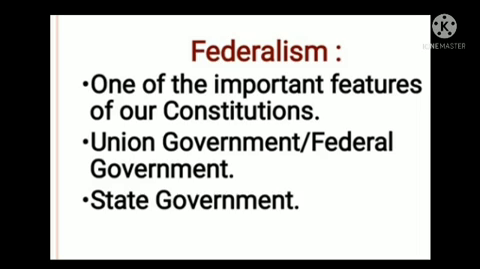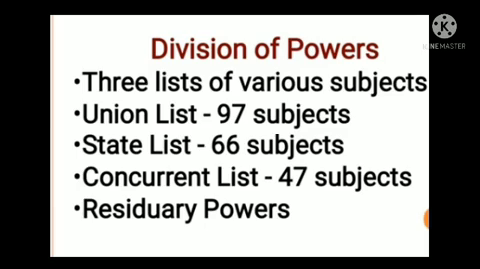Federalism means the system of running the administration of a country cooperatively by the governments at two levels, making laws about different subjects. The Constitution has divided the subjects for making laws between the union government and the state government. There are three lists of various subjects. The first list is called the union list. It has 97 subjects. The second list is the state list, which has 66 subjects. And the third list is the concurrent list, which has 47 subjects.